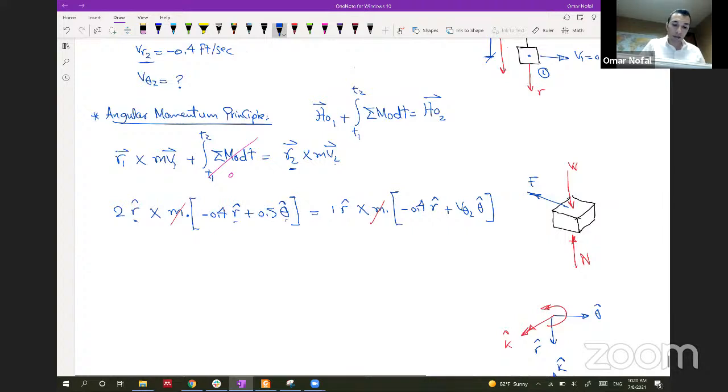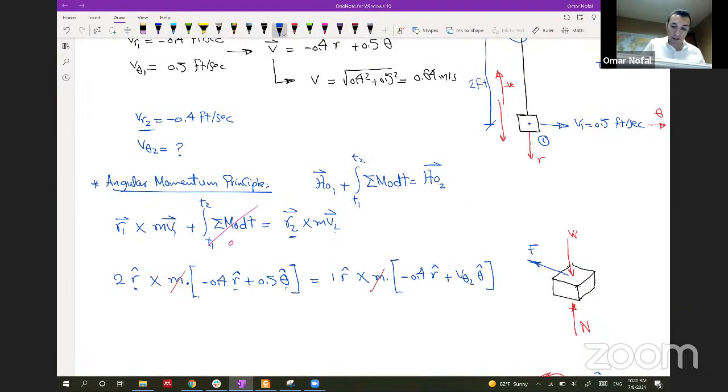So the multiplication of R hat by theta hat, 2 by 0.5, will give you 1, and this will be in the k hat direction because this is the result of R multiplied by theta. And this will be equal on the other side. You have R hat and here is R hat, so it will be 0. And R hat by theta hat will give you k, so it will be 1 multiplied by V theta 2 in the k hat direction. So this means that V theta 2 is equal to 1 feet per second.